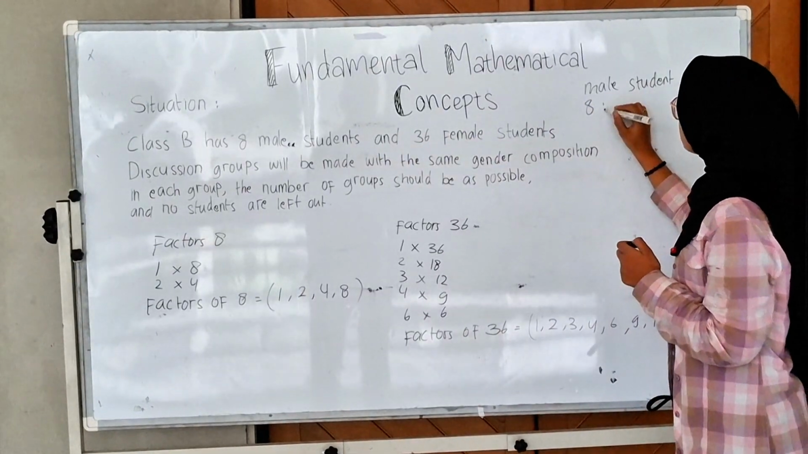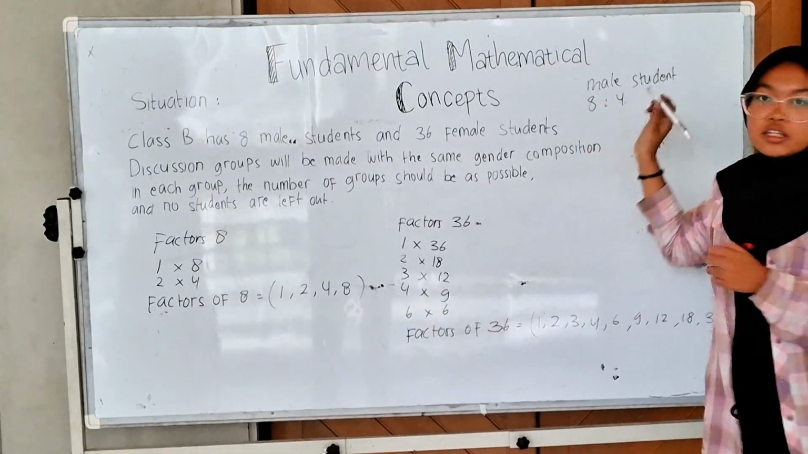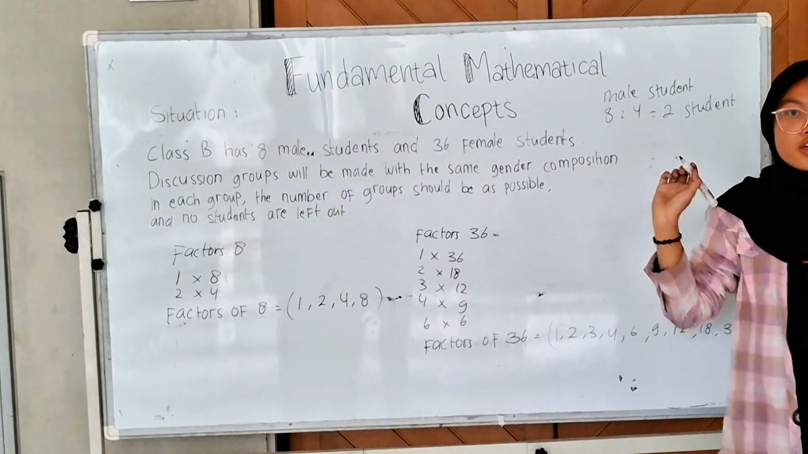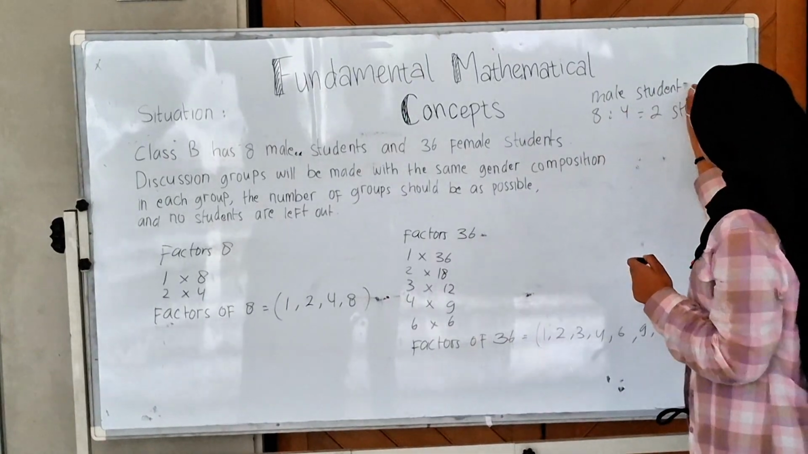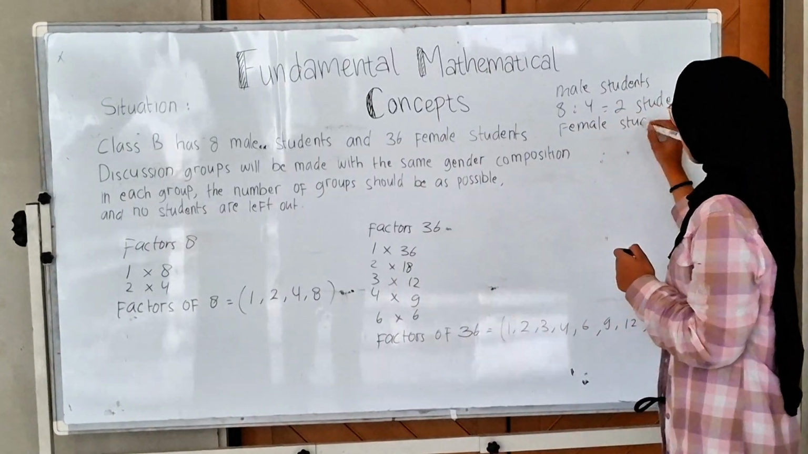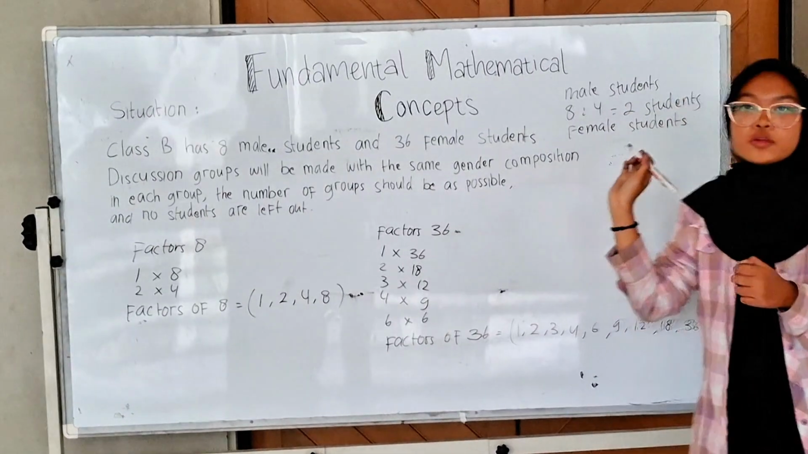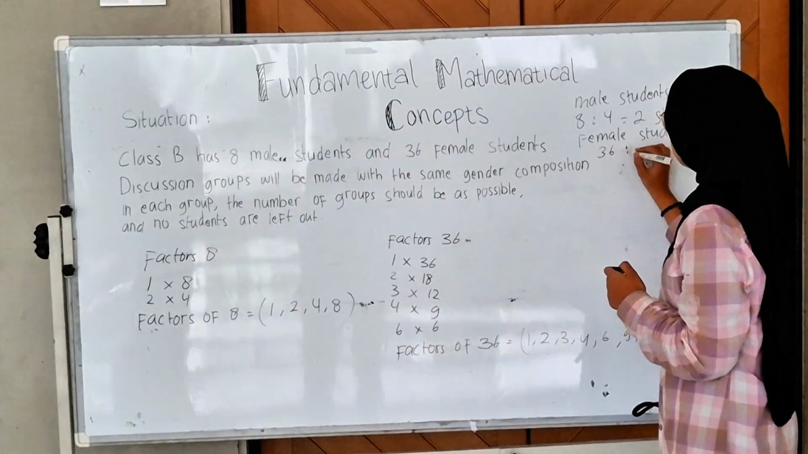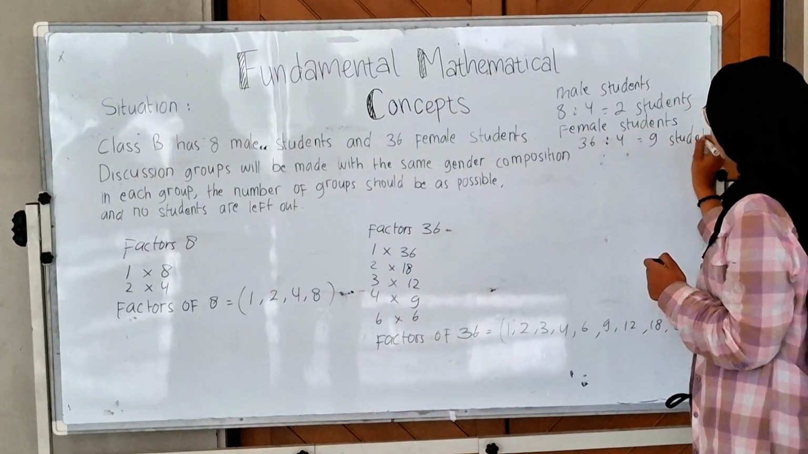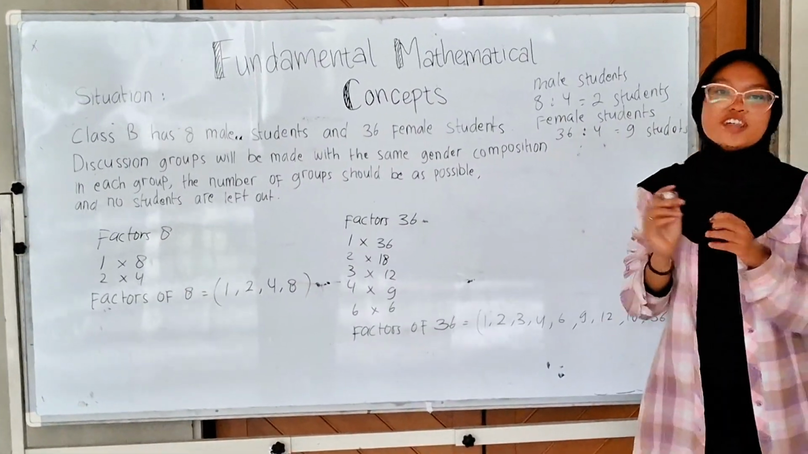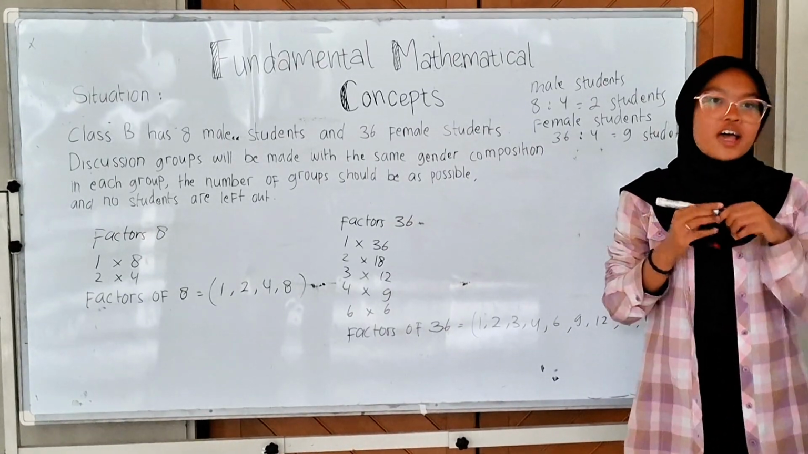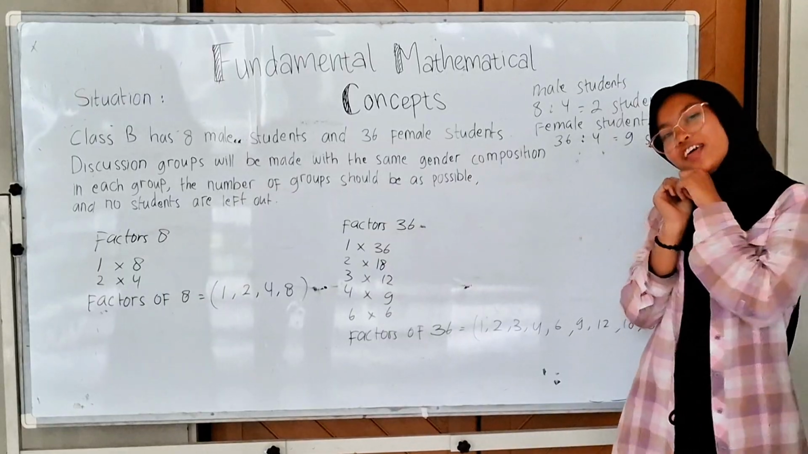Male students: 8 divided by 4 is 2 students. Okay, the next, female students: 36 divided by 4 is 9 students. Okay, so in terms of that understanding, the concept of LCM and GCF helps you find solutions in everyday life, guys.